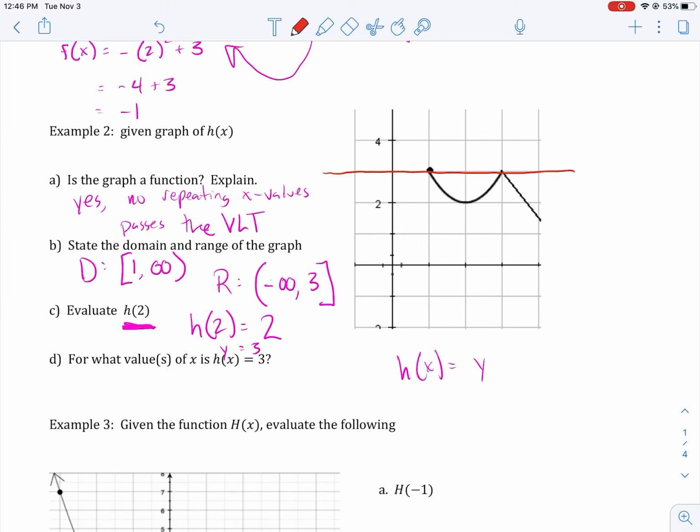It touches it twice. Well, what values though? Right here and right here, right? So when x is equal to 1, and when x is equal to 3. So both times, our output is 3 when our input is 1 and 3.